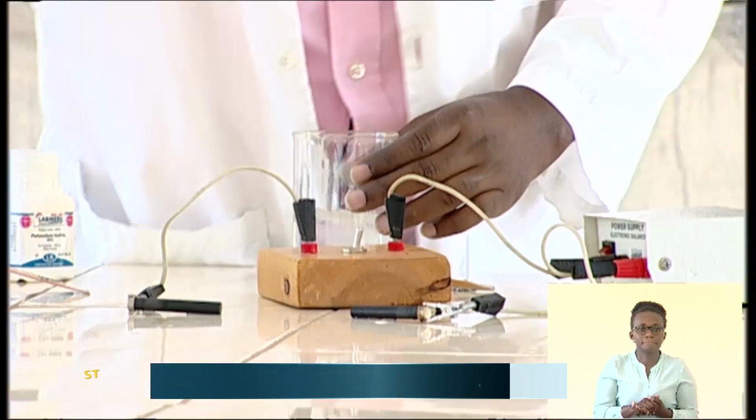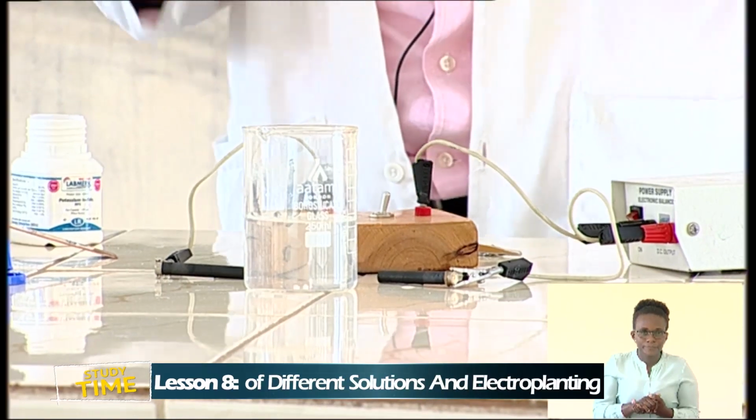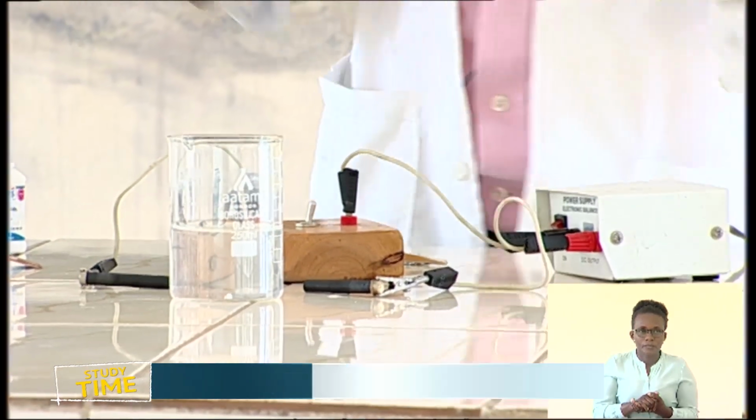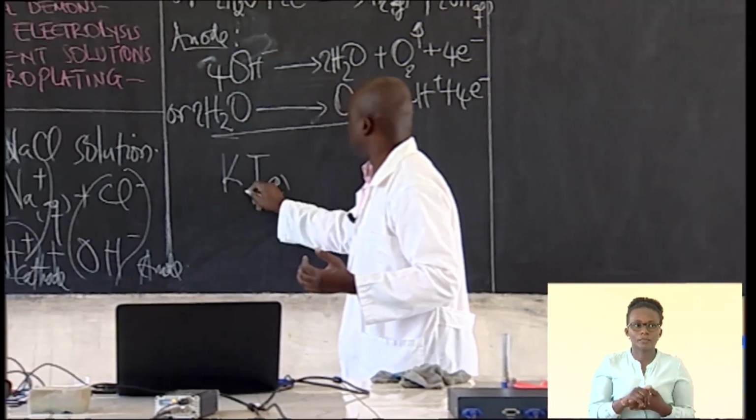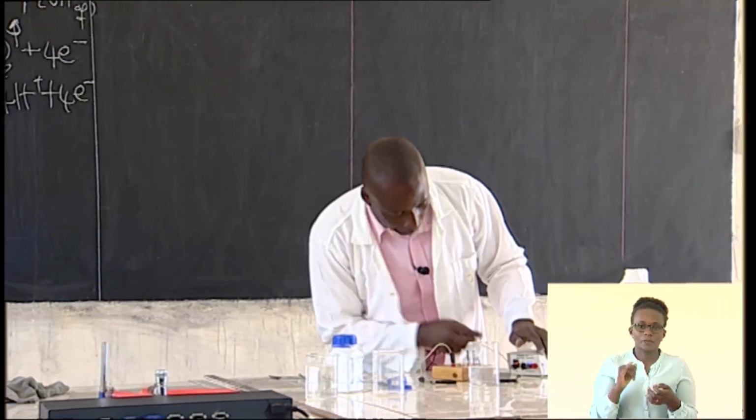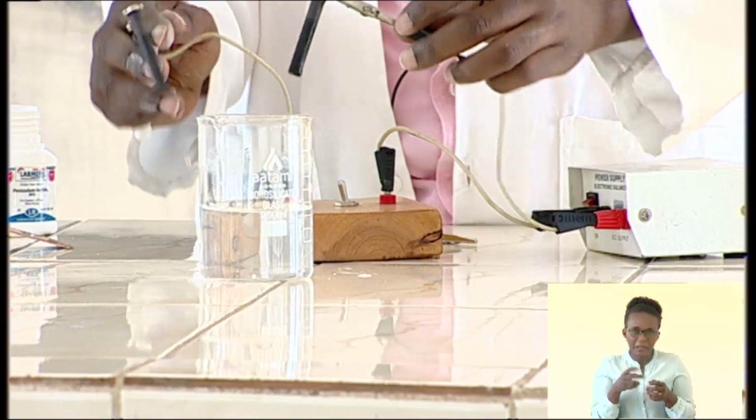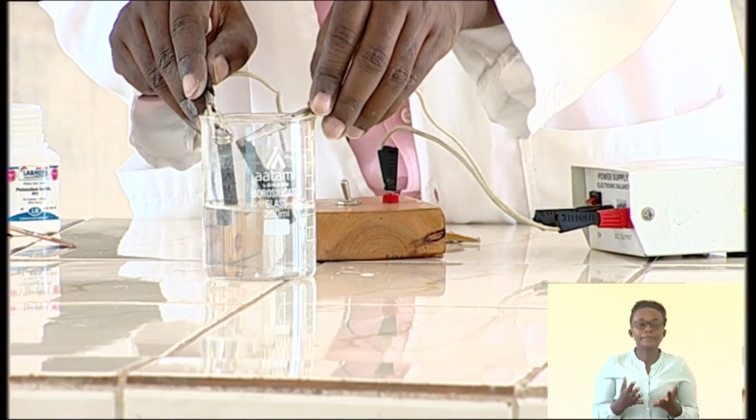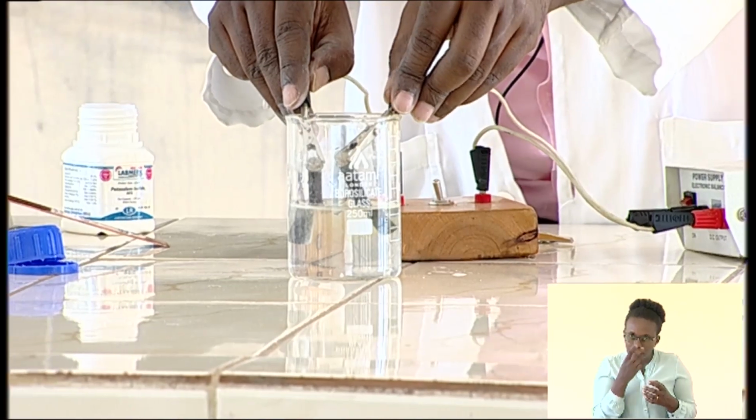I just want to remove this. I don't need this anymore. So let us now, this is potassium iodide. What do we expect? Potassium iodide solution is going to be electrolyzed. So let us check what happens. I'm just going to switch on. When you switch on, I just want you to take note of what is happening.